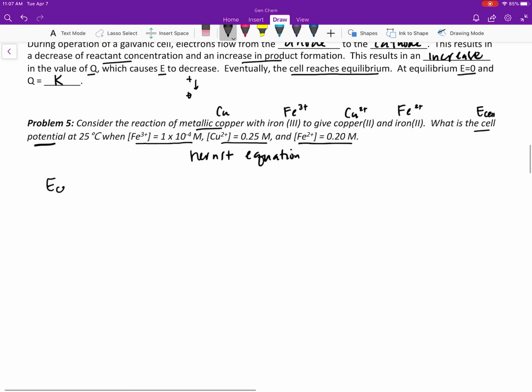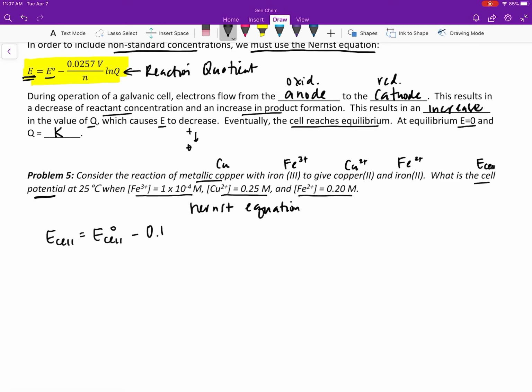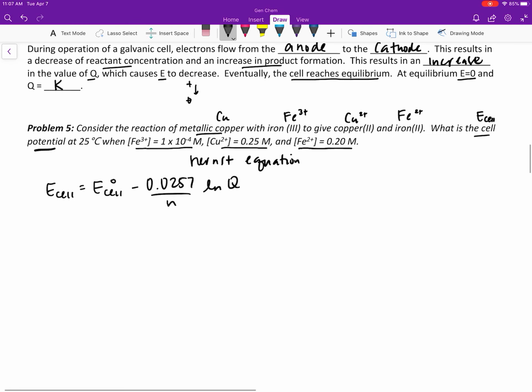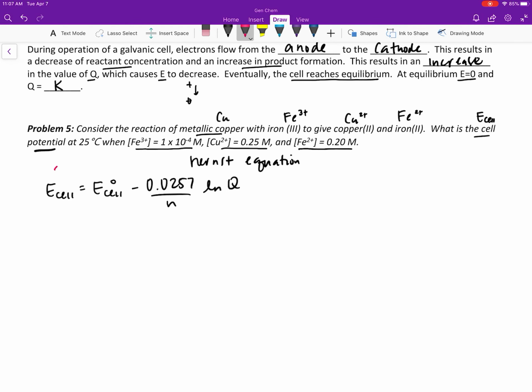So the first thing I'm going to do is write out all of the things that I'm looking for. What I'm looking for is what is this value right here. Now this is going to come from a table, E cathode minus E anode. This is the number of electrons, and this is our products over reactants. So we know everything that we need.